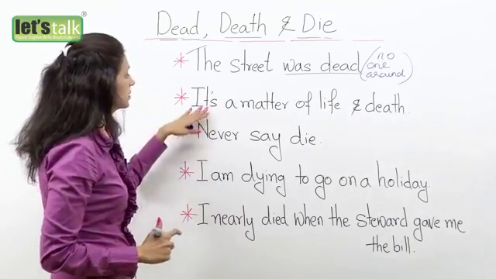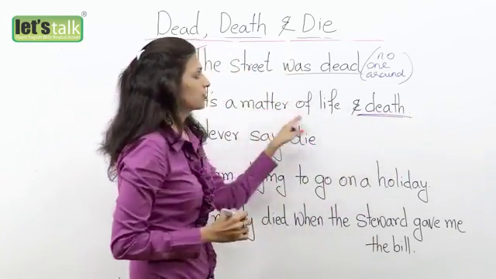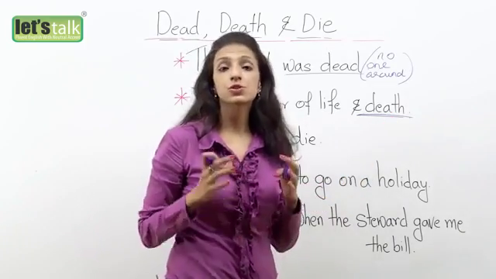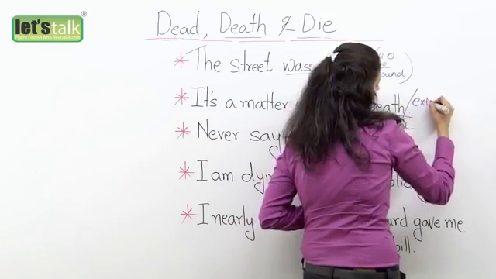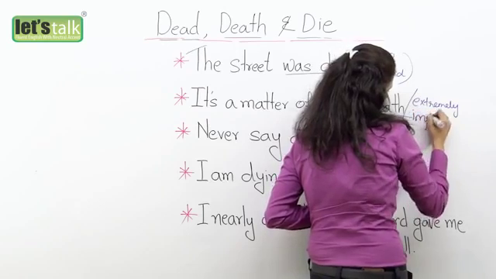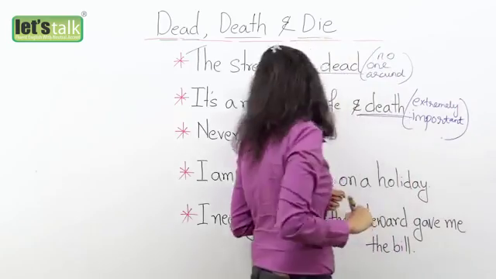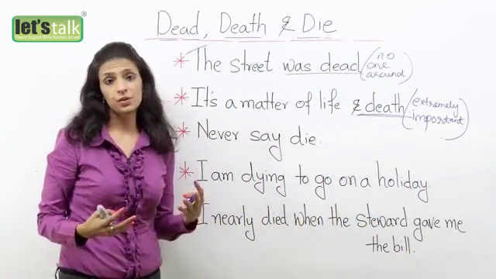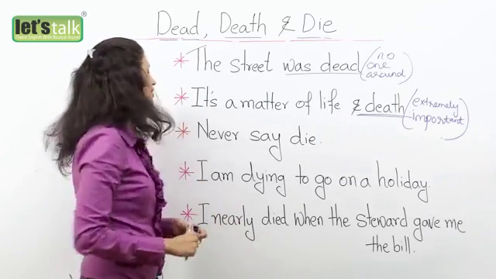Okay. The next sentence, it's a matter of life and death. Now when you say it's a matter of life and death, that means something is of extreme importance. It is really, really important. So many times you have issues at work, you have issues at home that you have to attend to because you think it's a matter of life and death.